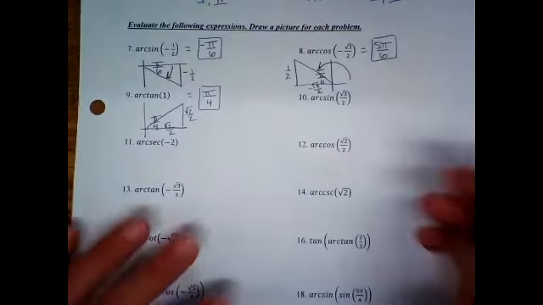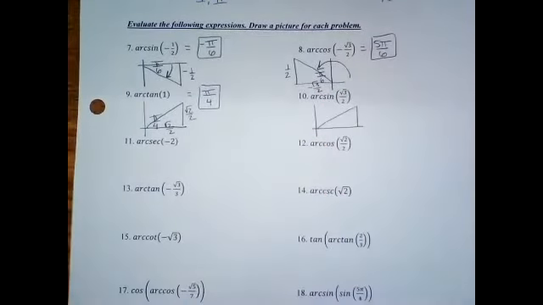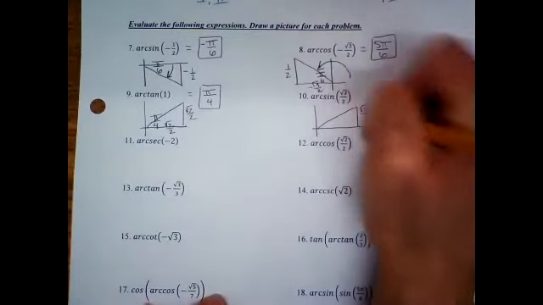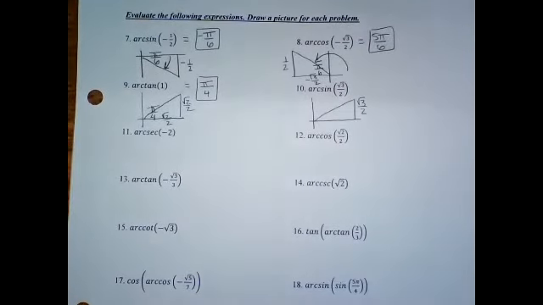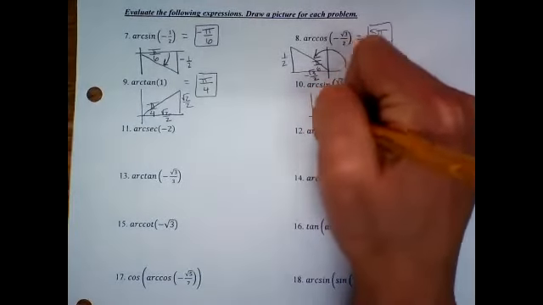All right, number 10, arc sine, and it's positive. So we're in quadrant 1. Sine is the y value. So that's where your square root of 3 over 2 goes. And so what's your angle across from that? Pi over 3, perfect. And that is your answer.